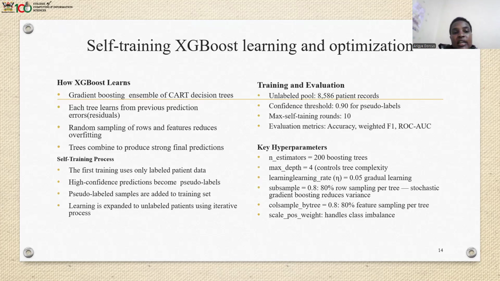Then we have the scale_pos_weight. We automatically handle the class imbalance, where 55% of the cases are no failure, by telling the model to give more weight to the minority failure class during training. So it doesn't just learn to predict no failure for everyone.